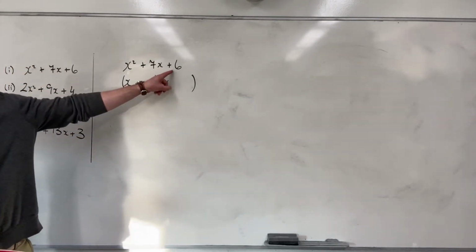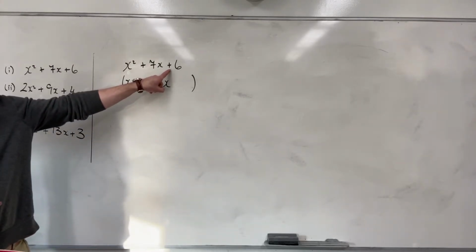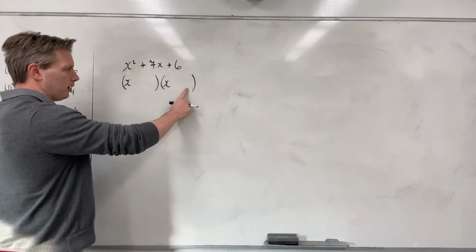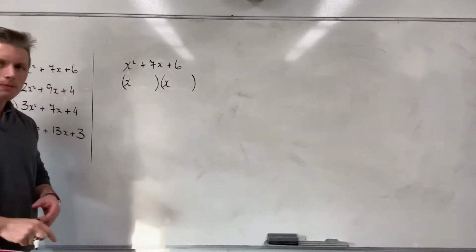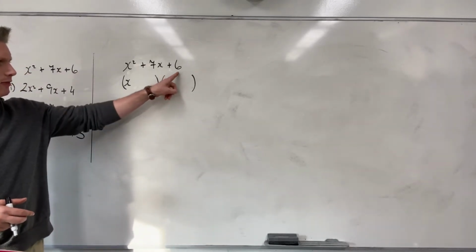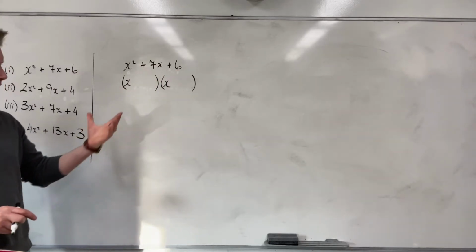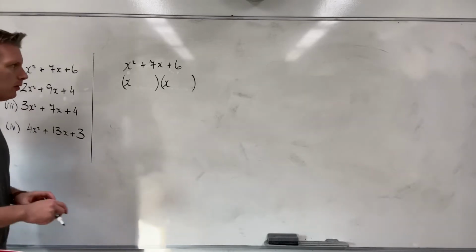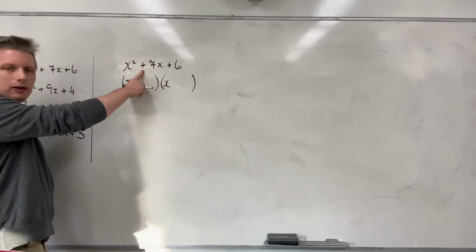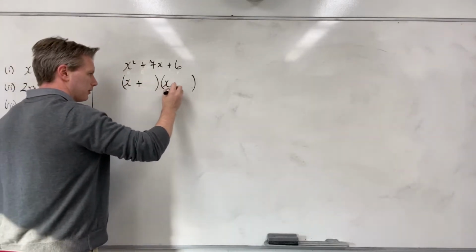Next, I'm going to look at my constant term at the end. If I have here a plus, I know that my 2 terms must be either plus and plus or minus minus. Because in the FOIL process, these 2 terms at the end are the last, and this is what will give me this constant, the term at the end, in this case 6. And so I know it's either going to be a plus and a plus or a minus and a minus. Because I have here a plus, I know that it must be plus, plus.